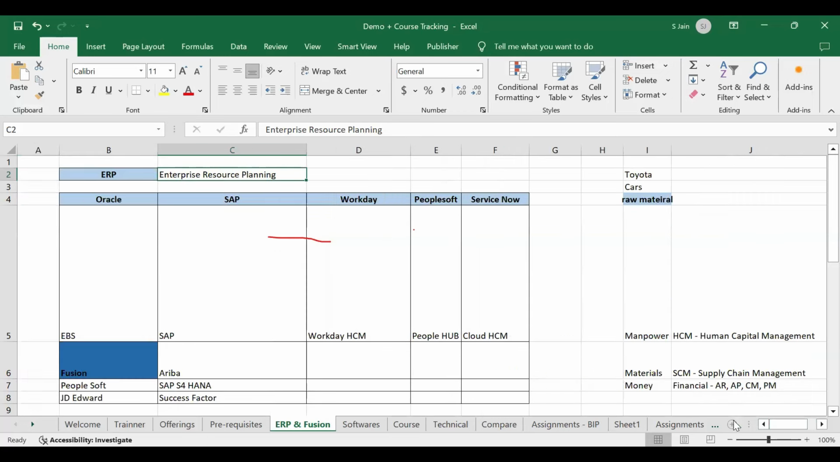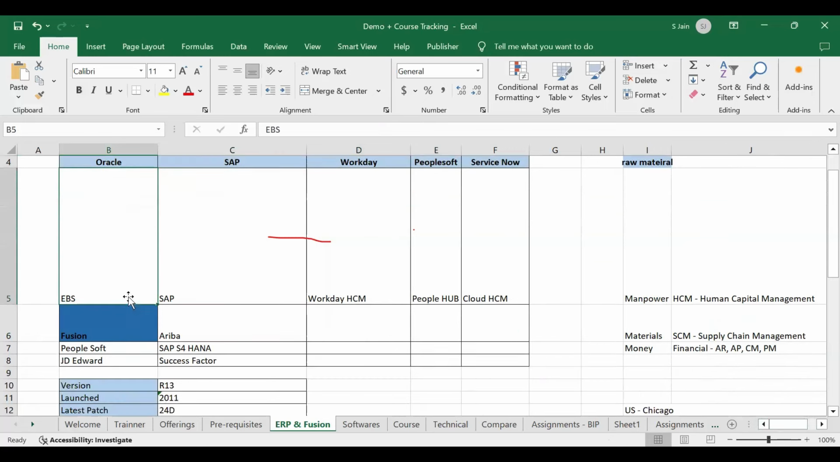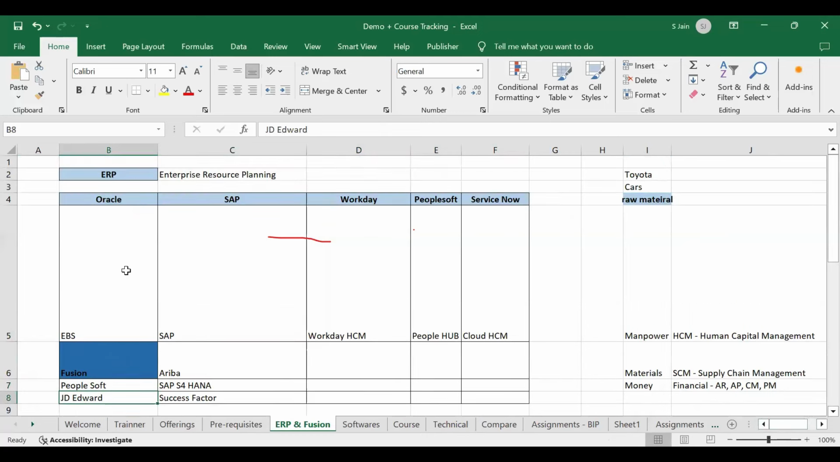Okay, guys, we have so many ERP applications. The one ERP application that is prime and that we are focusing on is Oracle-based, guys. Oracle, SAP, Workday, these are the different product companies. They have different products. Oracle itself has multiple ERP applications, like EBS, Fusion, PeopleSoft, JD Edwards. These are the different applications that Oracle has.